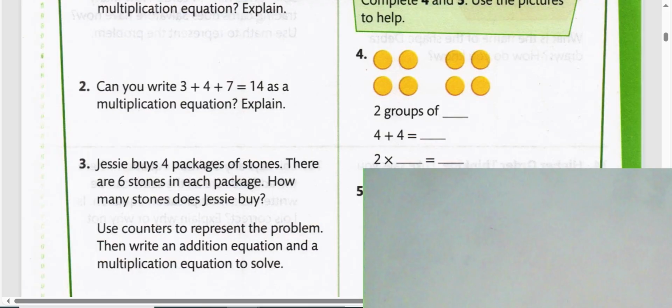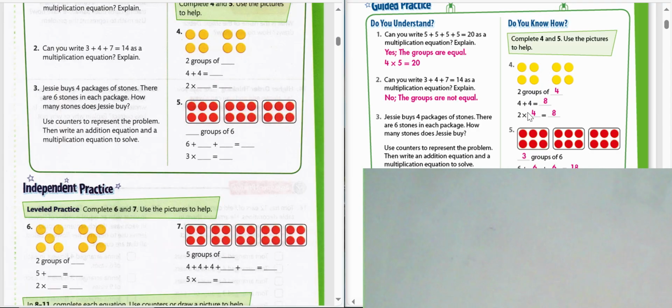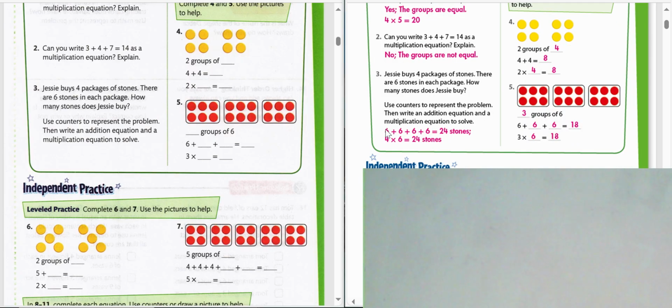We know 4 times 6 equals 6 plus 6 plus 6 plus 6. You can find the answer. 4 times 6 equals 24. The answer here, 6 plus 6 plus 6 plus 6 equals 24. 24 students, because 4 times 6 equals 24, so the answer here we must write 24 students. We have 3 groups of 6. 6 plus 6 plus 6 equals 18. Then 3 times 6 equals 18.